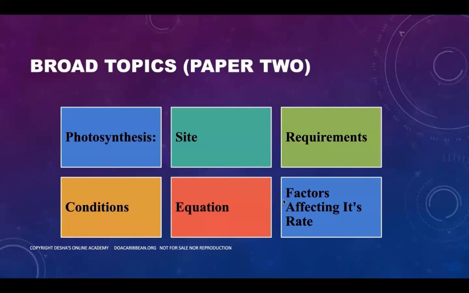As it relates to requirements, you must have carbon dioxide. That's the gas that's going to be used to synthesize glucose in the light-independent reactions. You must have water. Water is going to provide the electrons to drive the process of photosynthesis. And then as it relates to conditions, you must have an optimum temperature for the enzymes that fosters the process of photosynthesis to work, and you must have light.